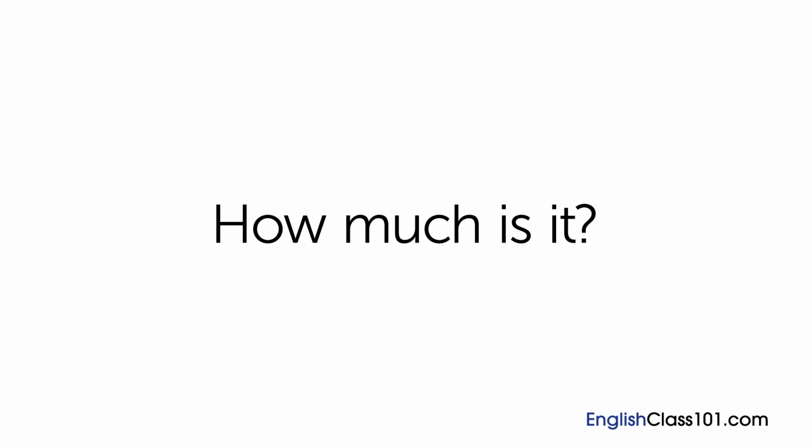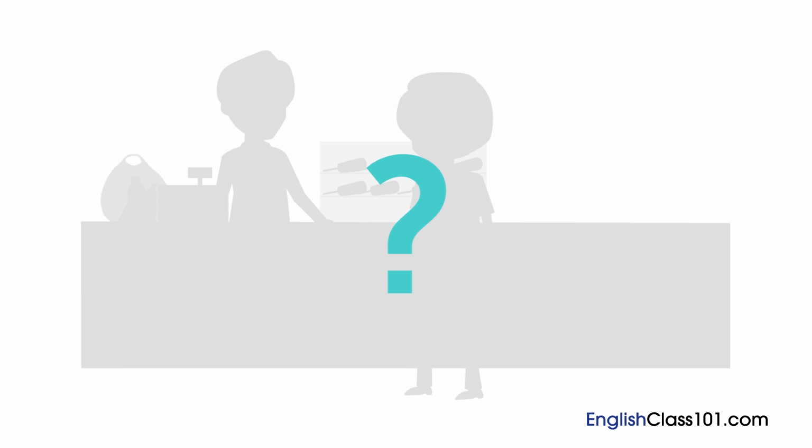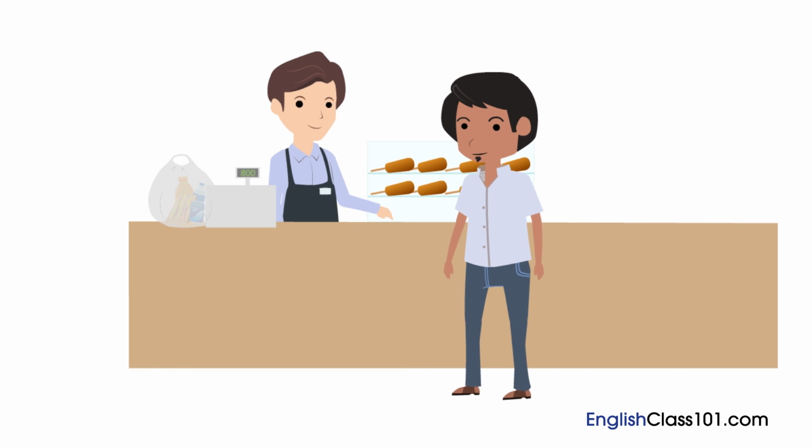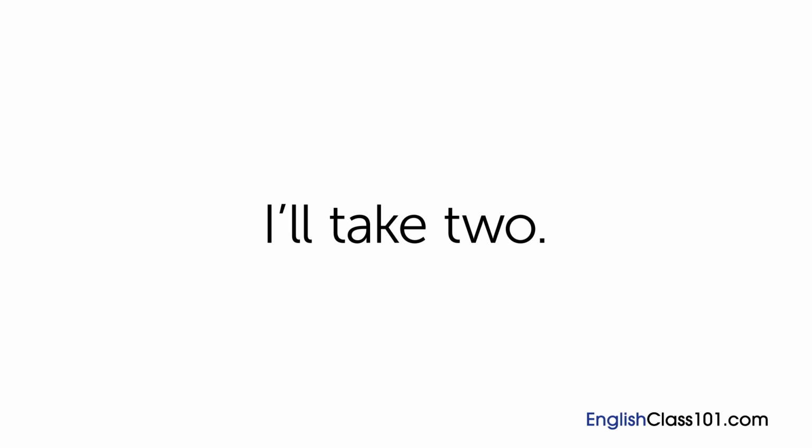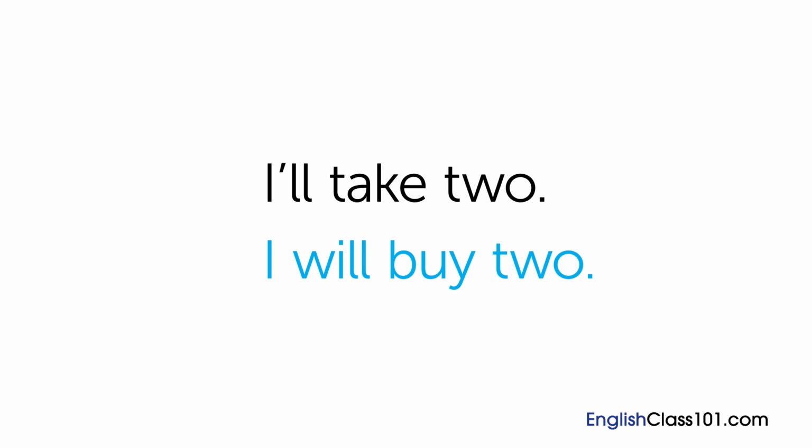How much is it? Do you remember how Gustavo asked the shop clerk to give him 2 corn dogs? I'll take 2. First is the contraction for I will, I'll. Next is the word, take. And last is the number, 2. Together, it's I'll take 2. This is a more casual and common way of saying, I will buy 2.